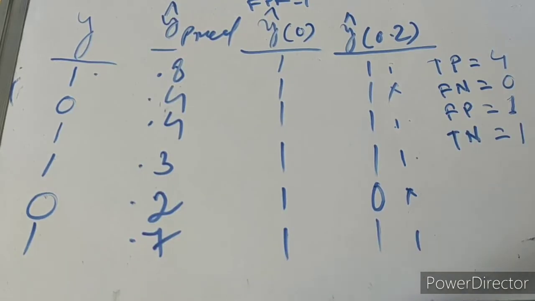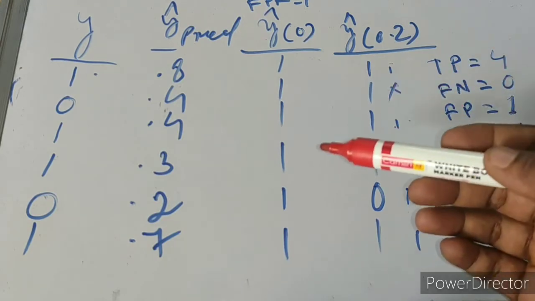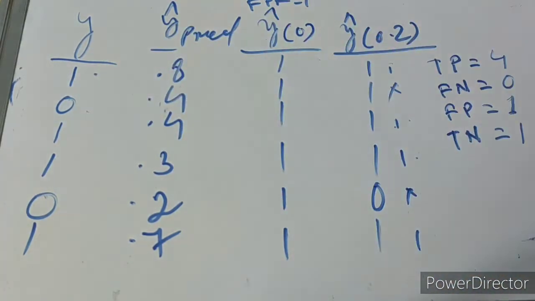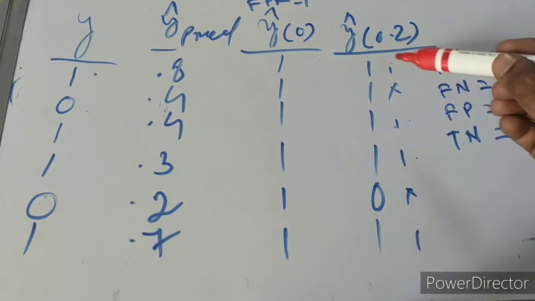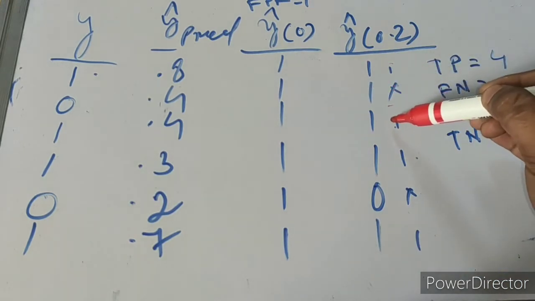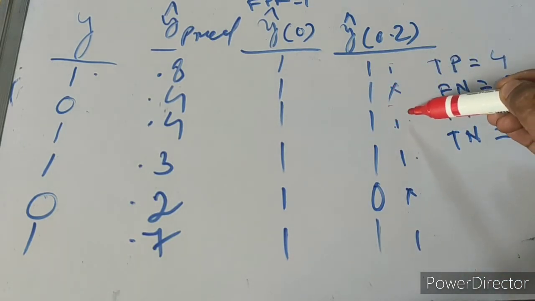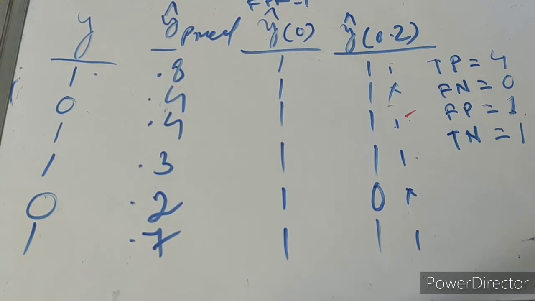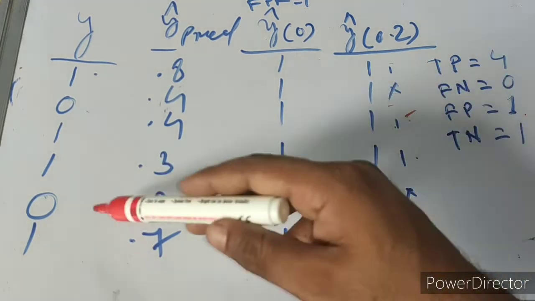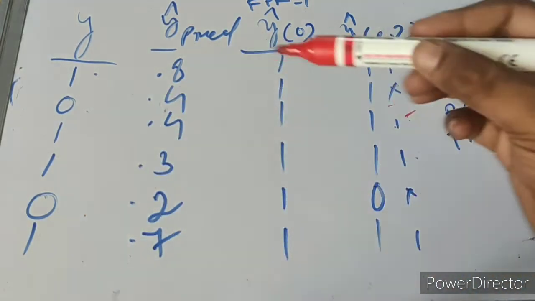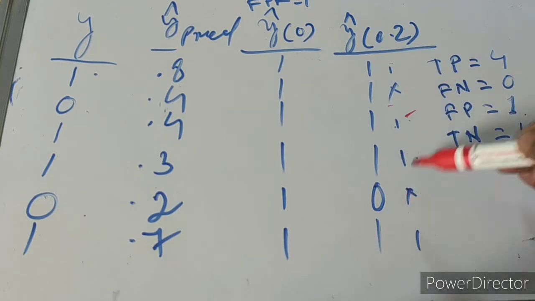Here false positive is 1. False positive is when it is actually 0 but it is predicted as 1. That's why false positive is 1. True negative is 1 because when it is actually 0, we are getting 0 in our prediction. That's why true negative is also 1.